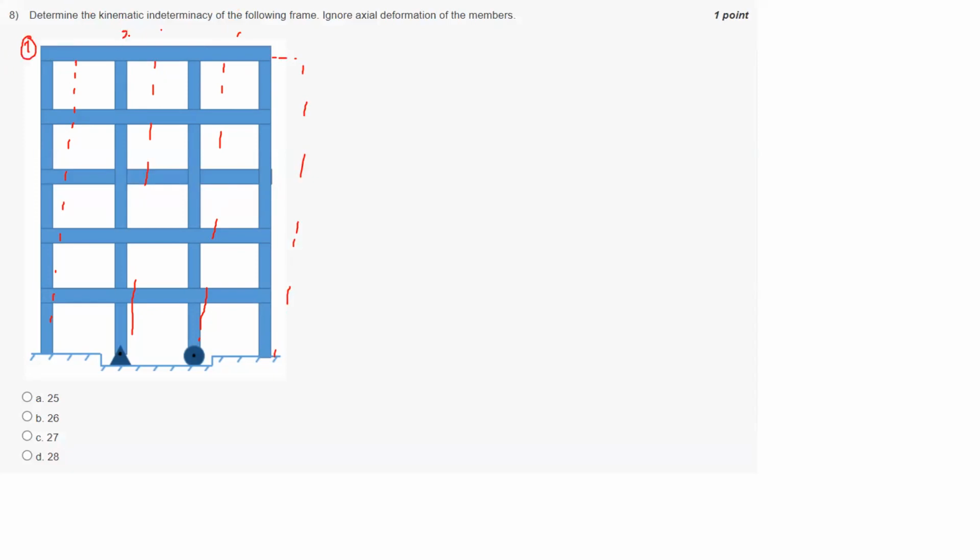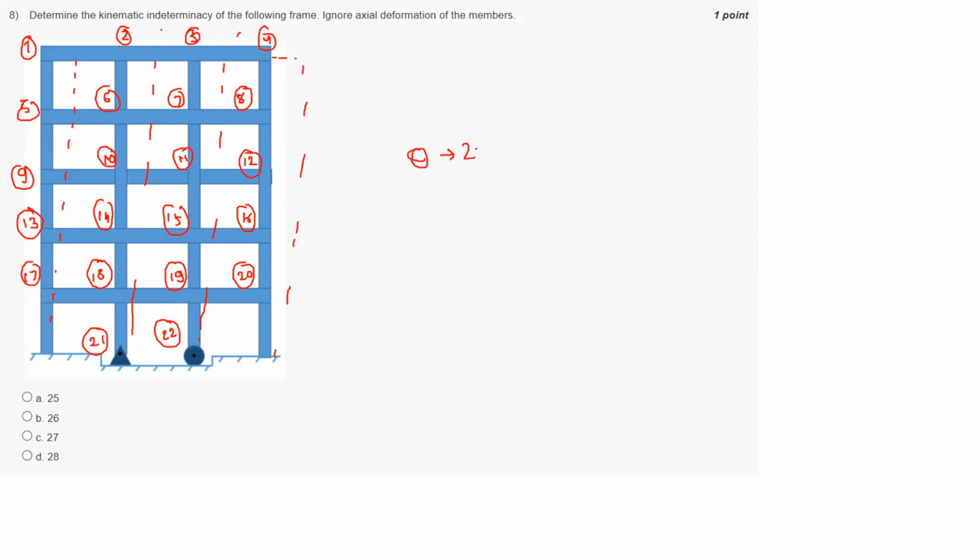How many? 1, 2, 3, then we have 4, 5, 6, 7, 8, 9, 10, 11, 12, 13, 14, 15, 16, 17, 18, 19, 20, we have theta, 21, we have theta, 22, we have theta. So theta 22 at each joint.